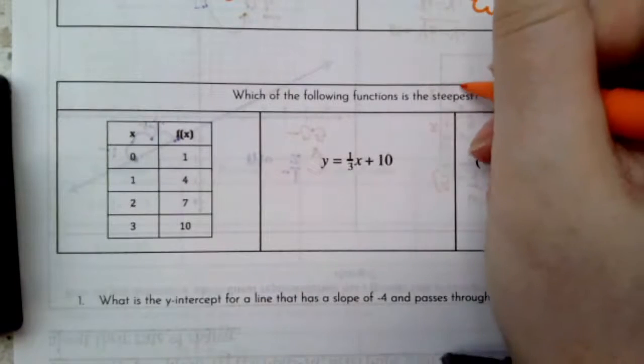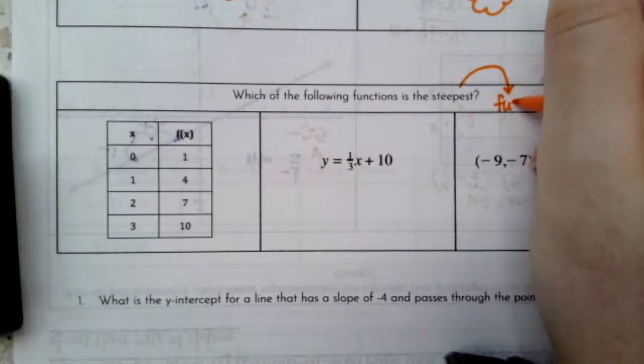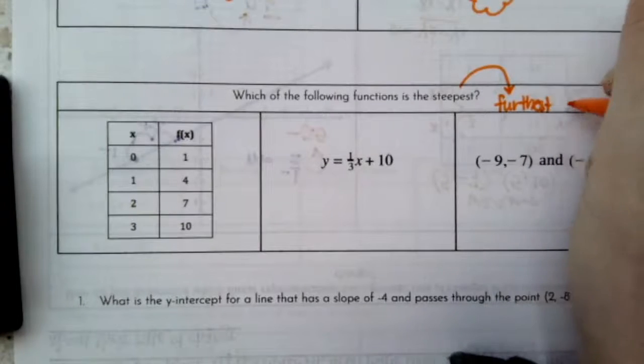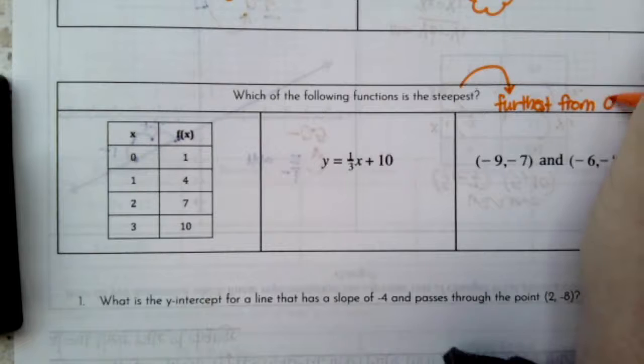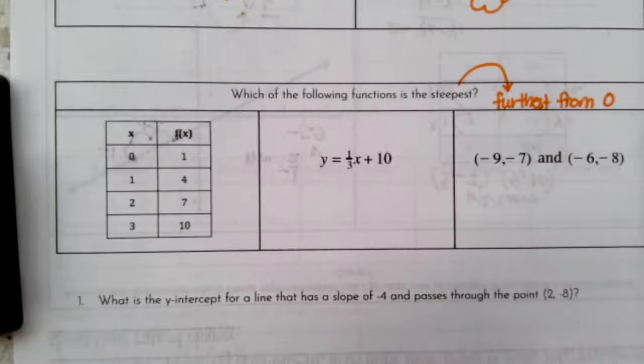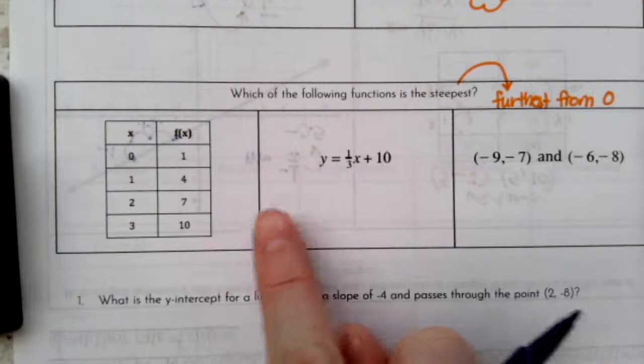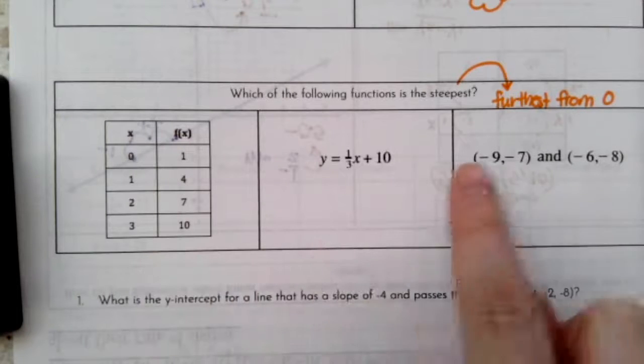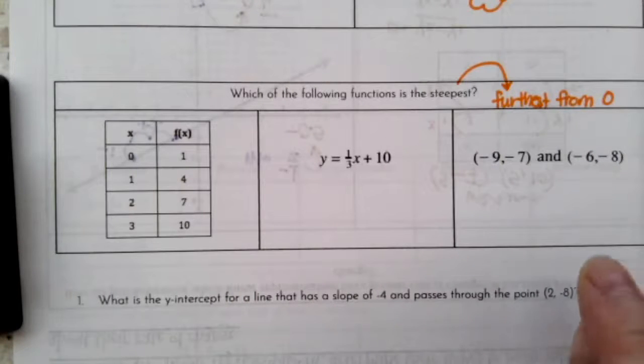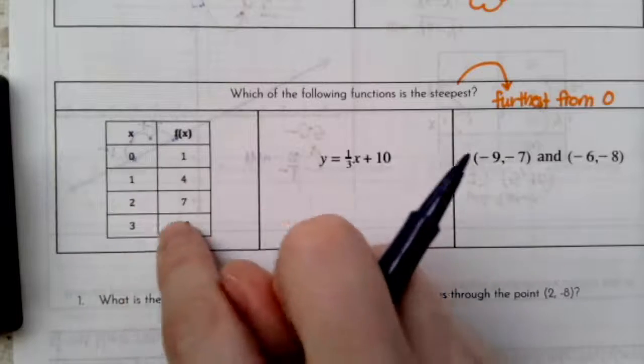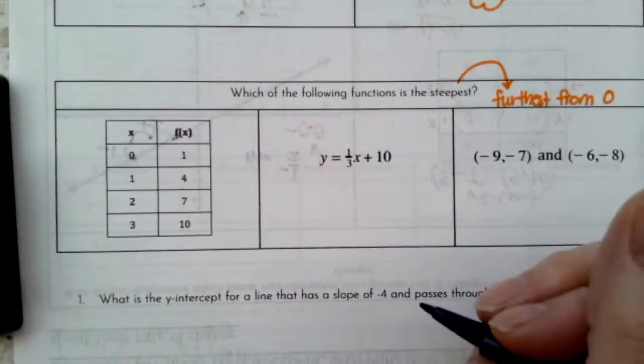And steepest means the furthest from zero, while the least steep would then mean the closest to zero. So we're going to identify the slope of each of these and then figure out which is the furthest from zero. If you're given a table, you are going to want to use the slope formula.